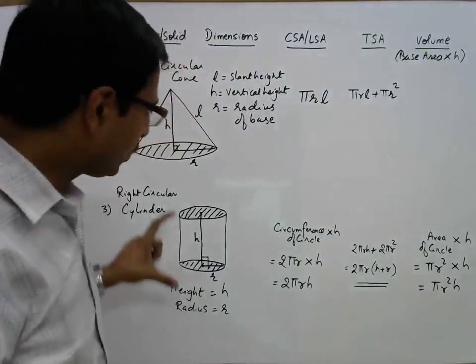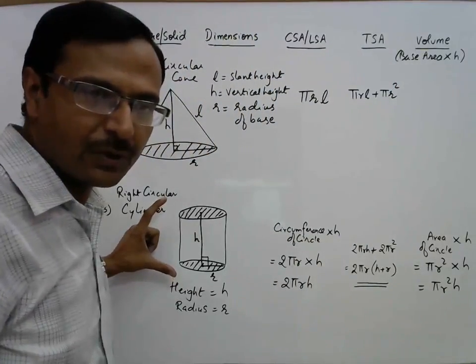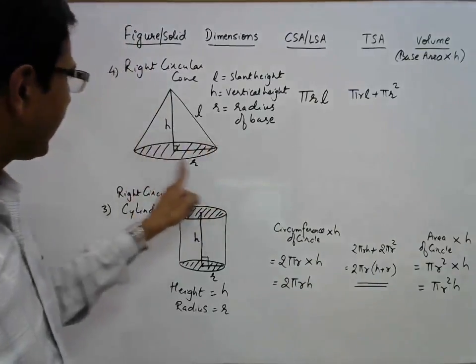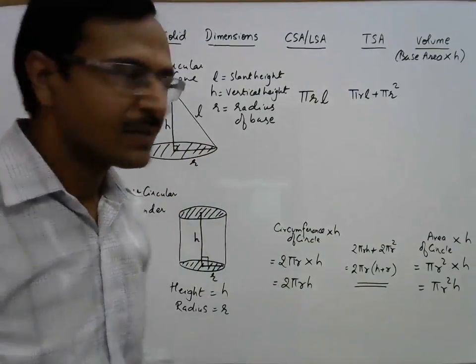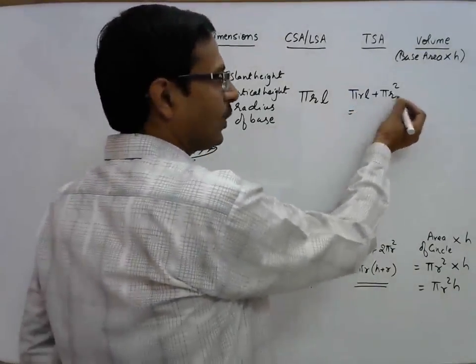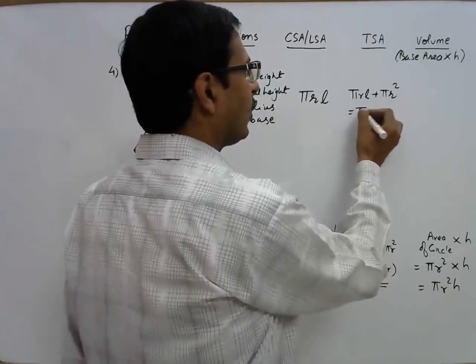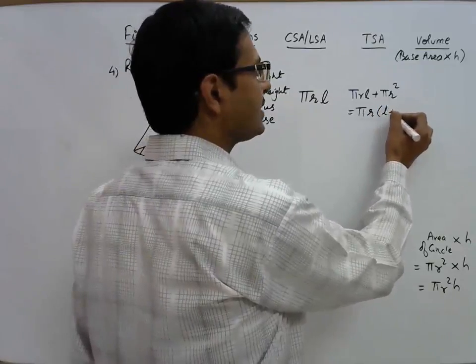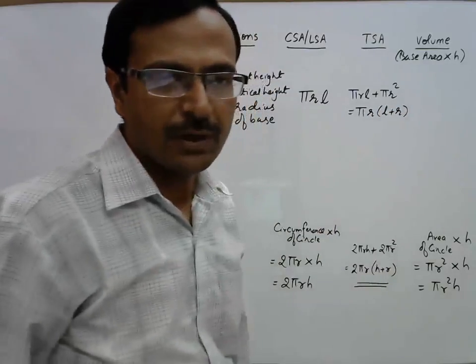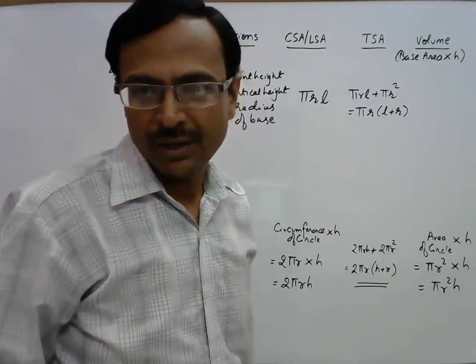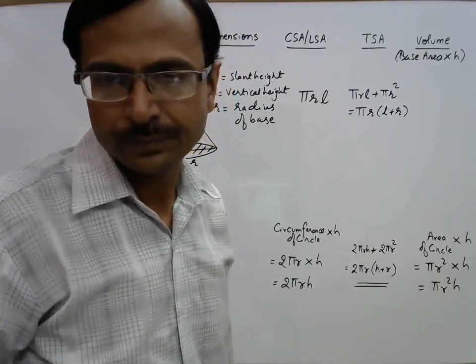So here we have two pi r squares, one on the top and one on the bottom. But here we have only one pi r square, that is on the base. So here we are adding only one pi r square to pi r L. So now you can take common pi r L plus r. That is the formula for the total surface area of a cone.